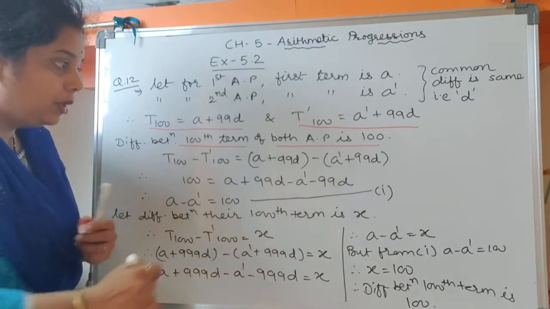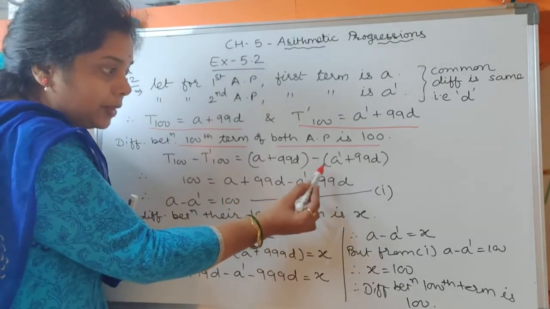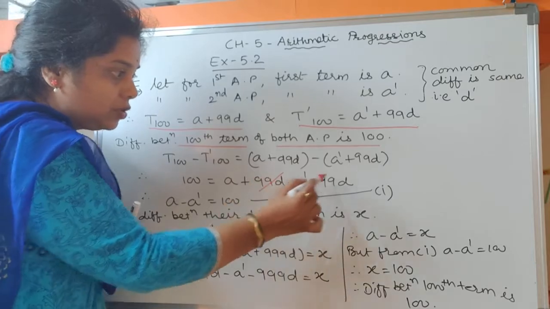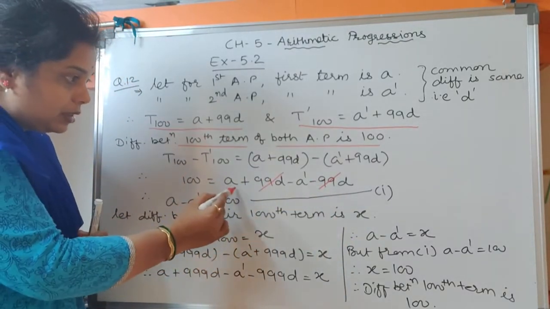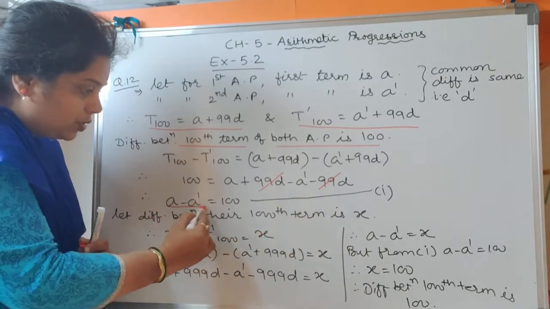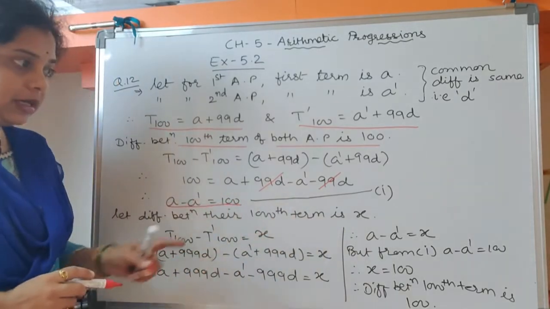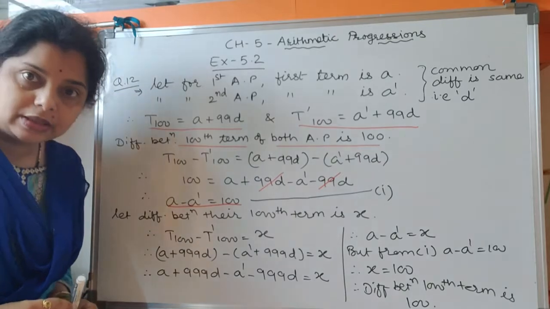Now if I open the bracket, this is plus 99D. Now this is minus 99D. So they cancel down. And we get A minus A dash is equal to 100. And this is our first result.